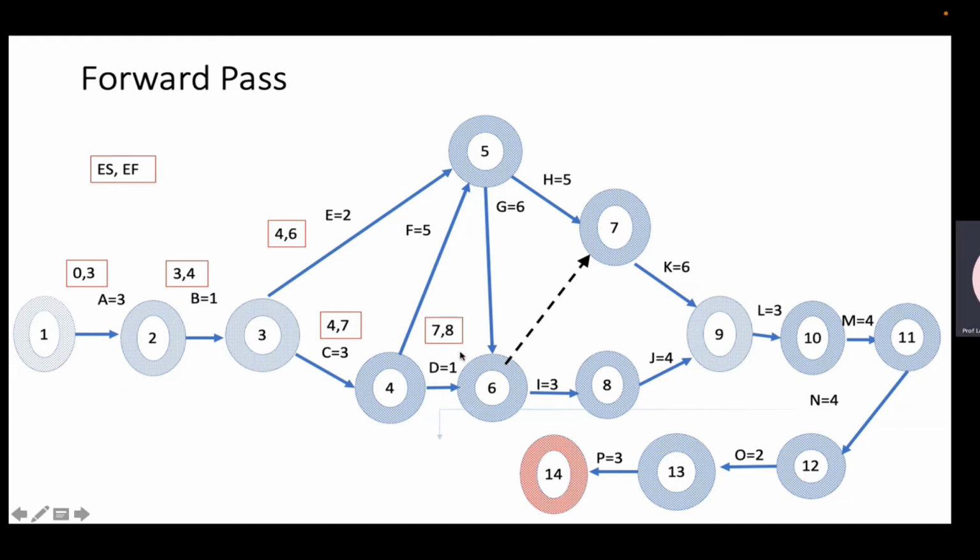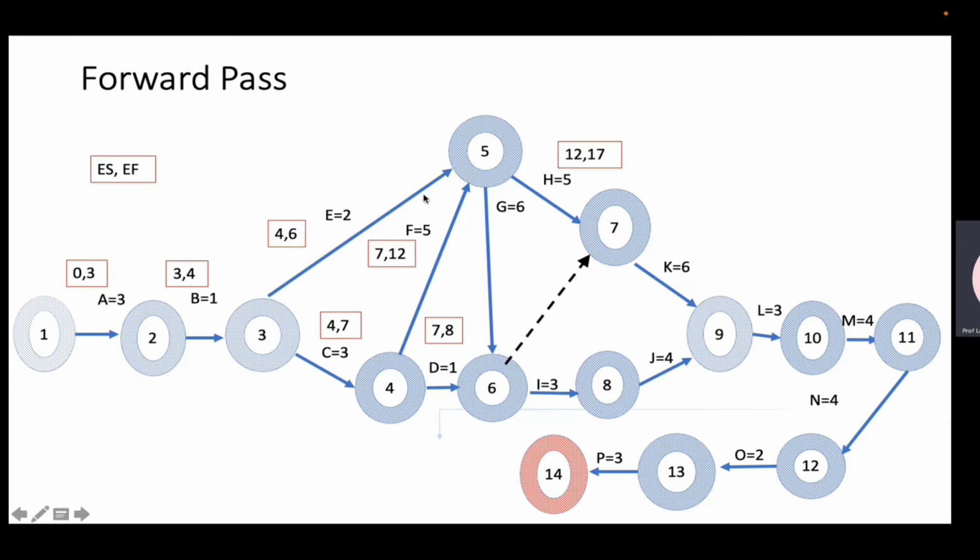Then this activity will start after this is over, so it will start at 7, end at 8. Now we go here. This will also start at 7 and it'll end at 7 plus 5, 12. This is how the forward pass is done. So you have to go in the same sequence.